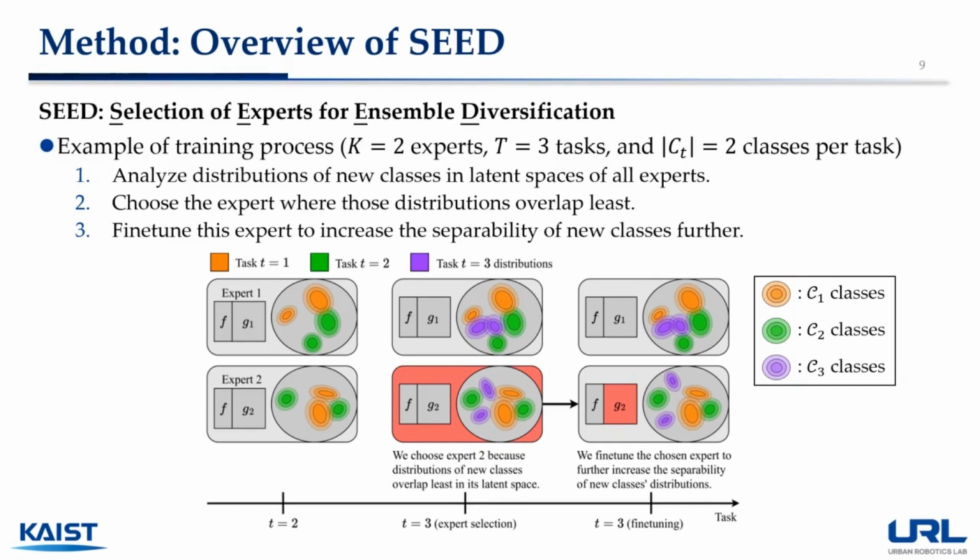Specifically, the following figure shows an example of the SEED training process for 2 experts, 3 tasks, and 2 classes per task. When the third task appears with novel classes, it analyzes the distribution of C3 classes in the latent spaces of all experts. Then it chooses the expert where those distributions overlap least. Finally, it fine-tunes this expert to further increase the separability of new classes and moves to the next task.